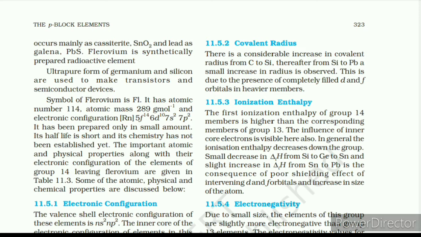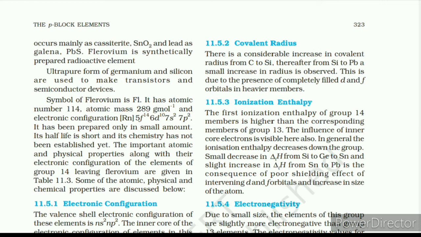Symbol of Flerovium is Fl. Its atomic number is 114, atomic mass 289 gram per mole, and electronic configuration is radon 5f14 6d10 7s2 7p2. It has been prepared only in small amounts. Its half-life is short and its chemistry has not been established yet. The important atomic and physical properties, including the atomic configuration of the elements of Group 14 excluding Flerovium, are given in Table 11.3. Some of the atomic, physical and chemical properties are discussed below.